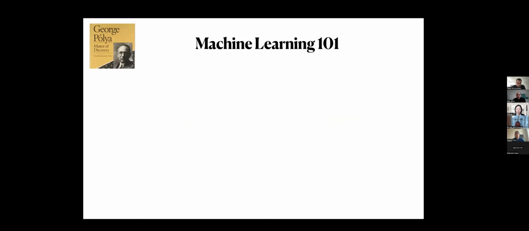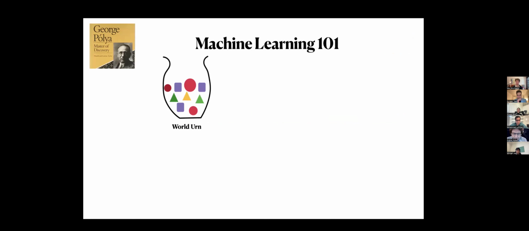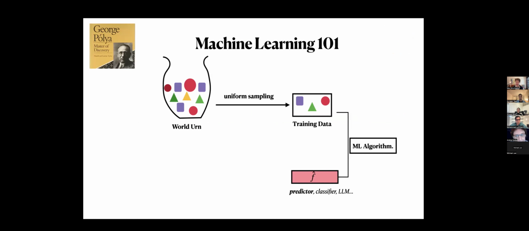The classical picture of machine learning and stats that we're taught is that we have some vat of data that consists of all the data in the world. Then we sample uniformly from that data and get our training data. We then use some machine learning algorithm to provide ourselves some kind of predictor, be it a classifier, a regressor, or a language model, which tries to make predictions about the world using this training data. We ultimately hope that the predictor generalizes or reflects what would have happened if we used all the data in the world, comparing to the best possible classifier that used all available data.